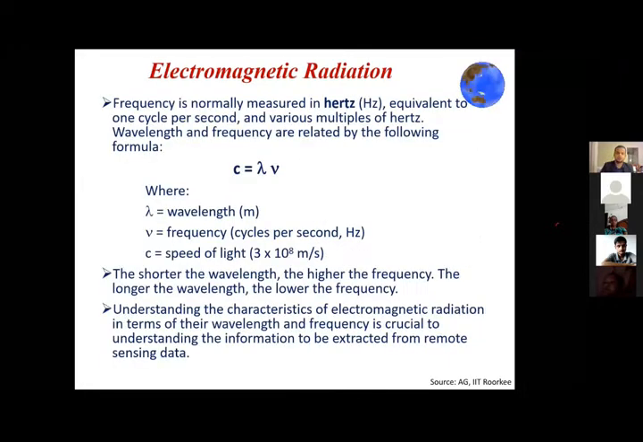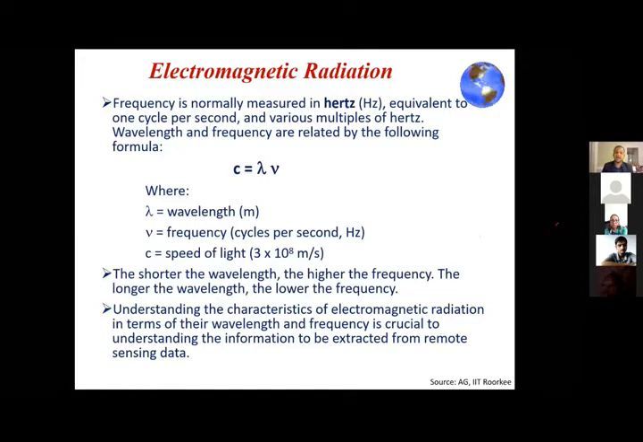So let's look into how these two properties are connected. Here, there's a relationship which says that C equals lambda V, where C is the speed of light, and lambda and V are wavelength and frequency respectively. So you may say that wavelength and frequency are inversely proportional. The shorter the wavelength, the higher the frequency. The longer the wavelength, the lower the frequency.